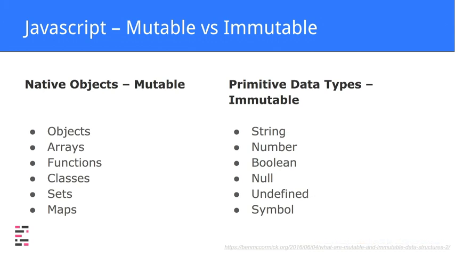So here we have native objects in JavaScript are mutable. So objects, arrays, functions, classes, sets, and maps. The primitive data types, which is strings, numbers, booleans, nulls, undefineds, and symbols, are immutable. And this is regarding their space in memory, not their value. So if you still use a let on these and then update the value, it'll reassign the value. But it'll be in a new place in memory, whereas here, the existing space in memory gets modified.